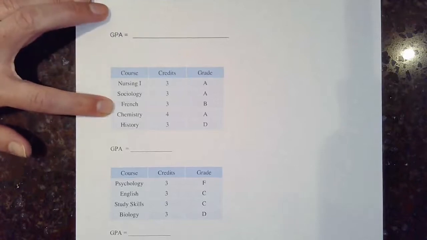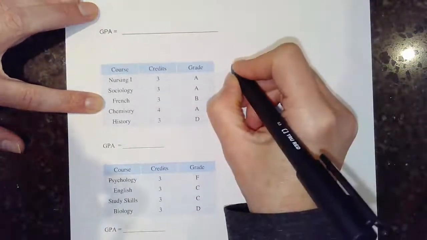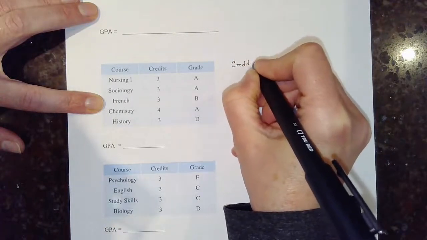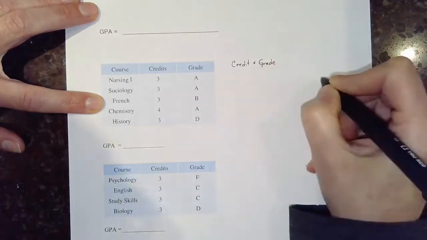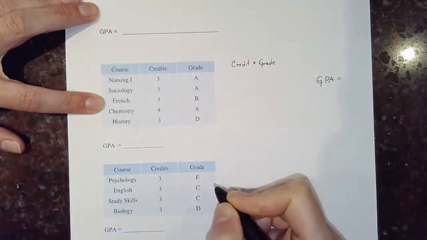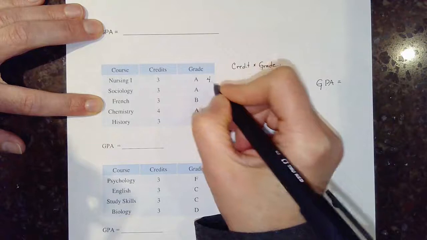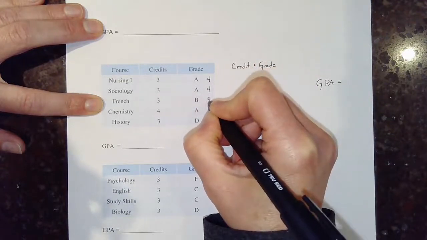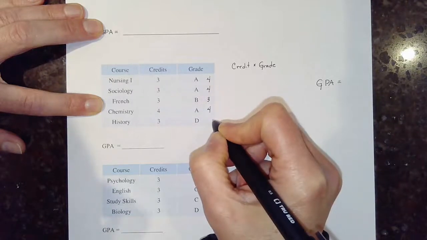All right, so the first thing I want you to do is put a credit times grade column. And that's how we're going to calculate our GPA. We need the sum of that column. So an A is worth a 4.0 for these A's. A B is worth a 3. An A is worth a 4. And a D is worth 1.